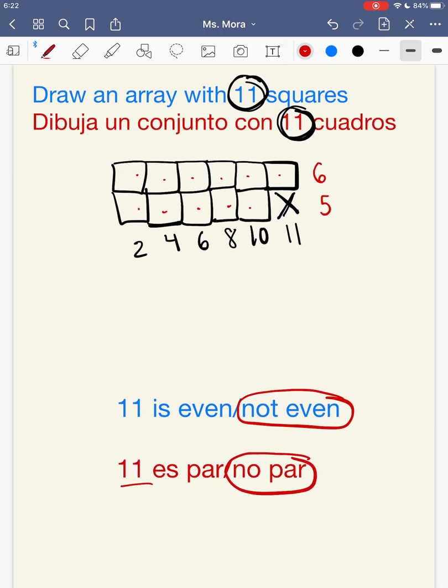Not even. Okay? So, and just because, guys, maybe you're going to say, oh, I want to draw the square here so that it can be even. Okay? No, you cannot do that because you want 11 squares in total. Alrighty, so please don't just draw another square down below to make it even.